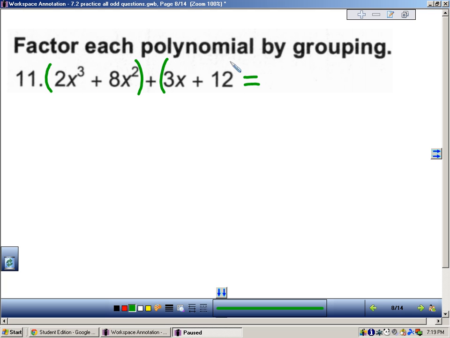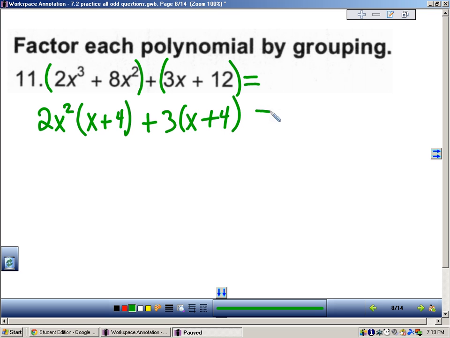How's that? Now let's factor. The greatest common factor between 2 and 8 is 2. The greatest common variable is x squared. It's the lowest power. So 2x squared is the greatest common factor amongst the first grouping. This would be x plus 4. Here, same idea. 3 is the greatest common factor between 3 and 12. x plus 4. And there it is.